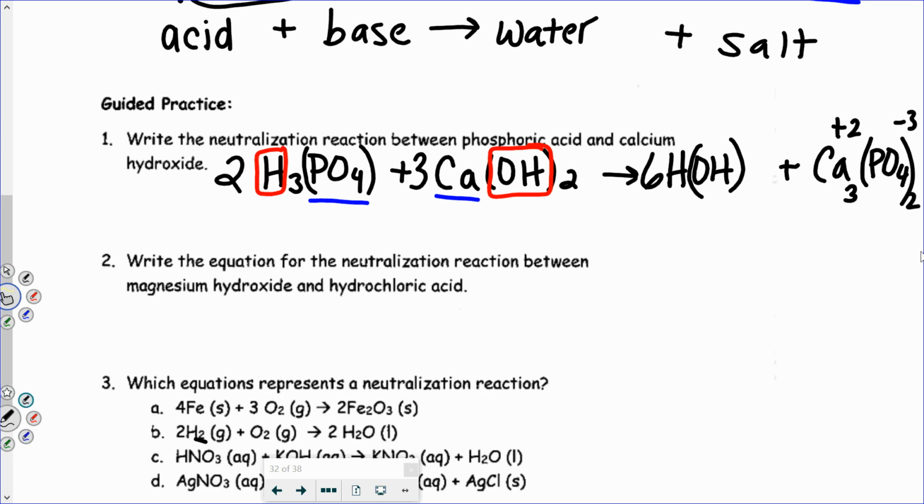Now, I'm going to be totally honest, guys. You're not going to be having to do this because most of your problems are going to be multiple choice, but you need to understand where it comes from, and you need to understand how to predict the products. So acid plus base yields salt and water.